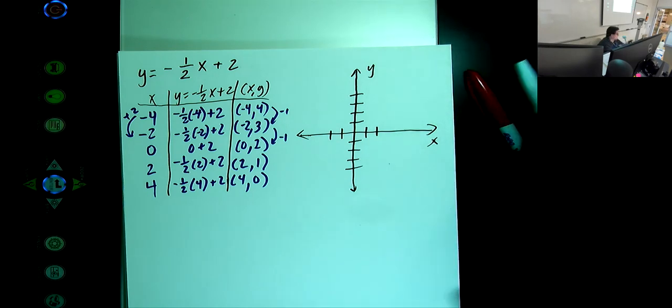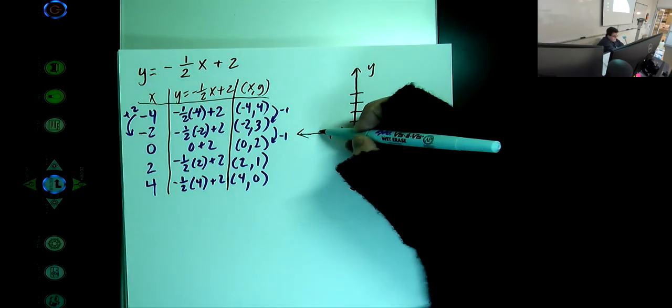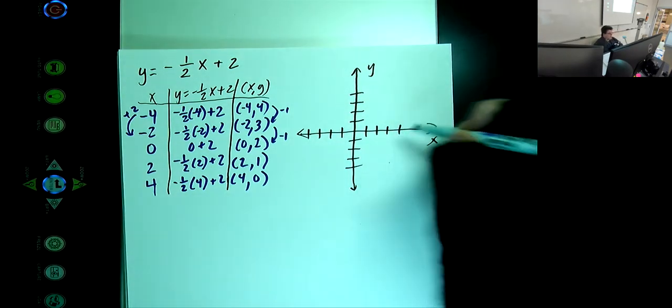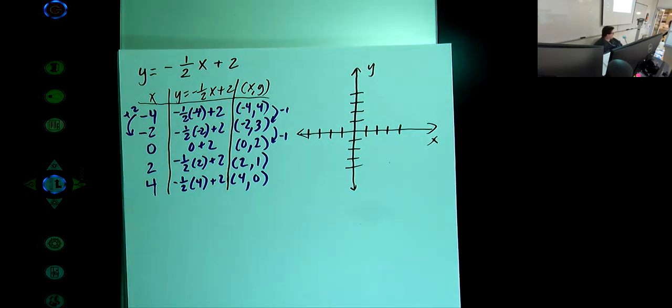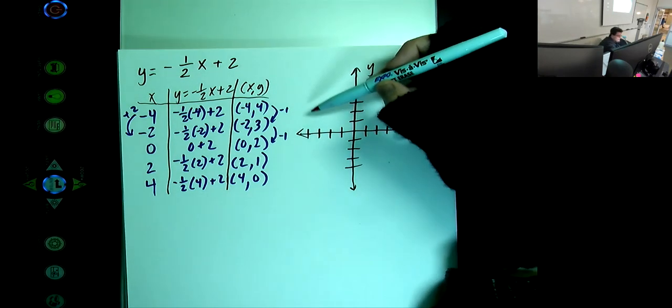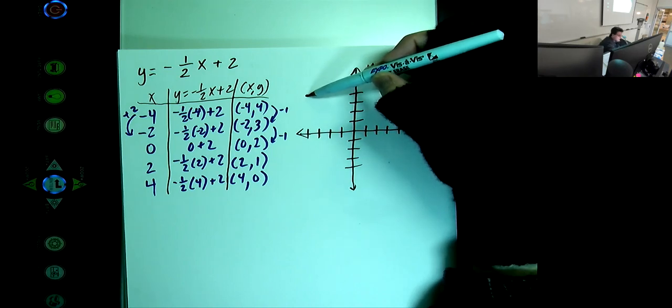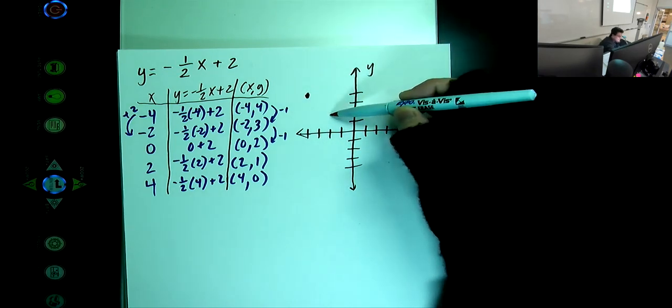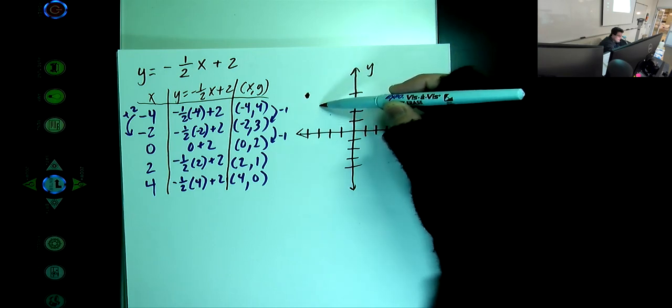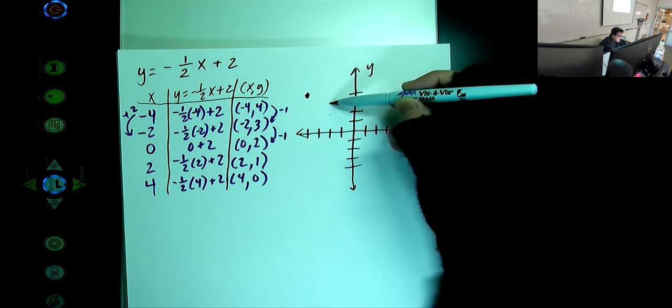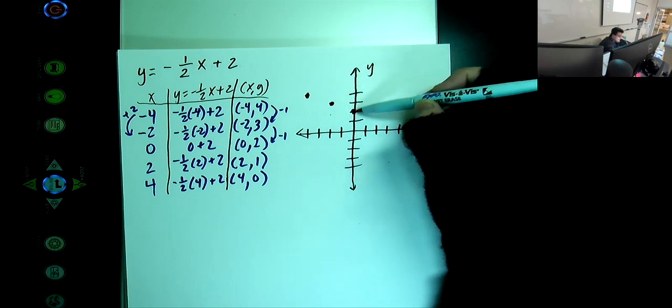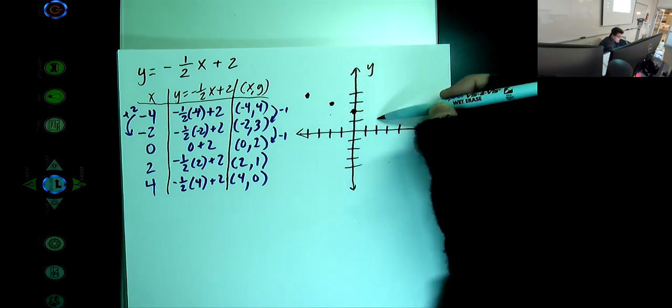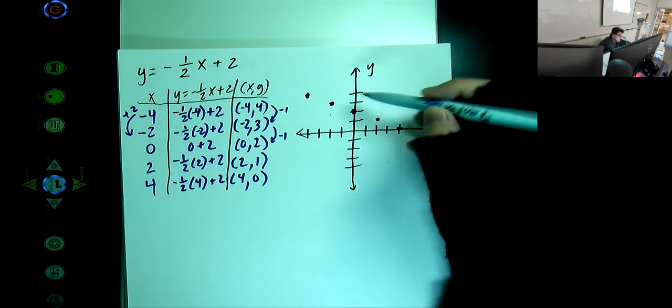And now we'll just start plotting points. Look at this. I didn't draw enough points. Who let me do that? I know, I saw it. Fail. -4, 4 looks like it might be about there. -2, 3 is there. 0, 2 is there. 2 and then 1, and then 4 and 0.